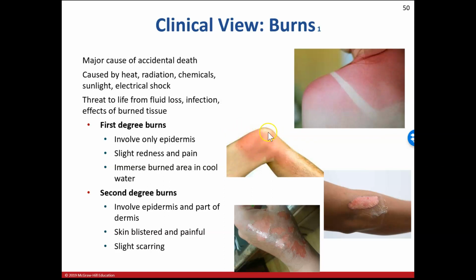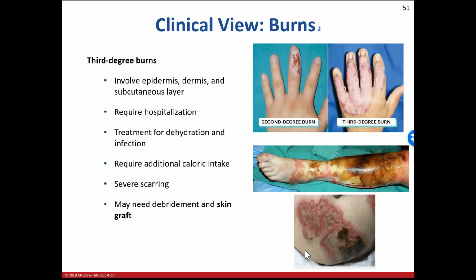So 1st degree burn is what you see pictured over here and over here. This is only involving the epidermis, and we see a slight redness to the skin, and it can be painful to the touch. You can immerse the burn area in cool water. And the 2nd degree burns are pictured here and here. This is involving all of the epidermis and part of the dermis. Our skin may blister and be painful, and there might even be slight scarring.